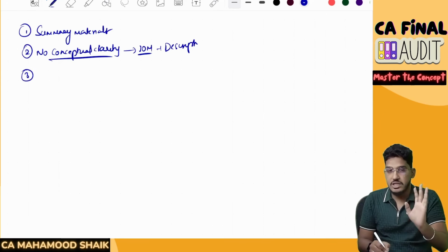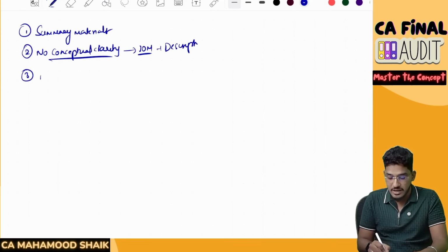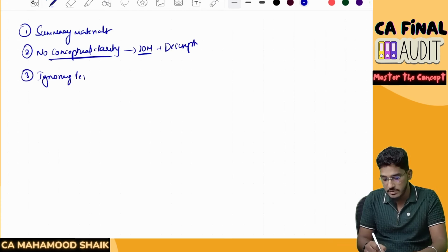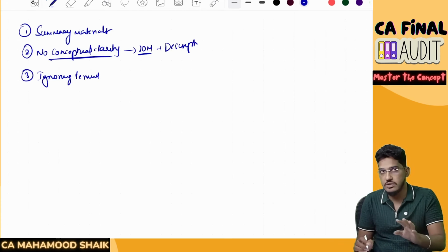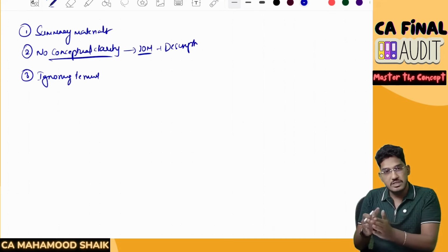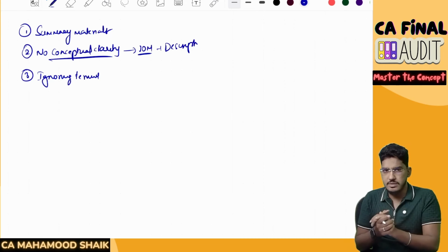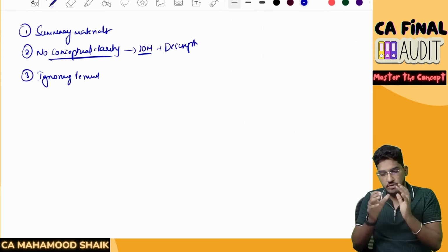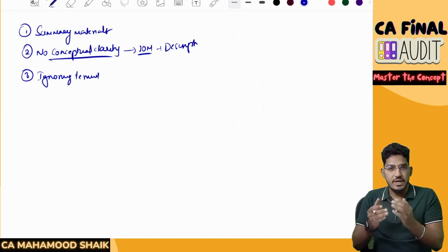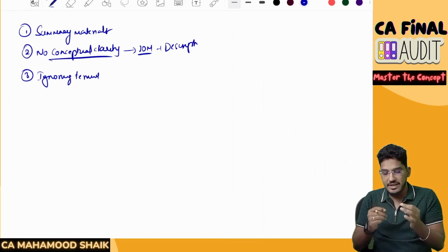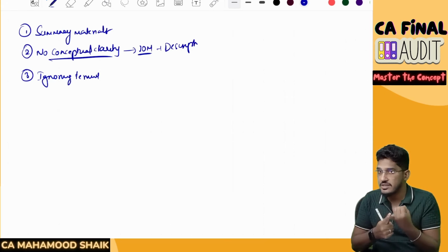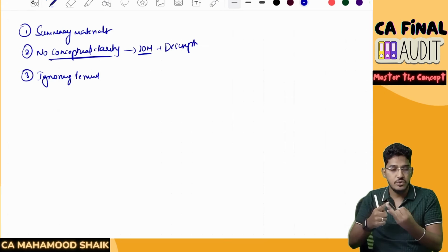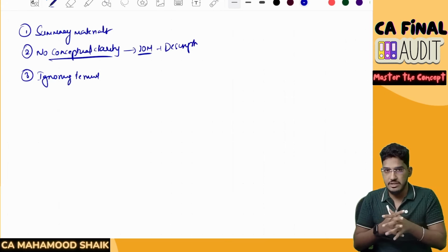Number 3, one more mistake which most students are making is ignoring terminology, or ignoring the keywords. This is the problem with some category of students who are very good at the concept. They can understand the concept, but they will not focus on the terminology. When I look at a few suggested answers, they are writing the answers in their own language. There is no reference to the language used in the standards or in the study material.